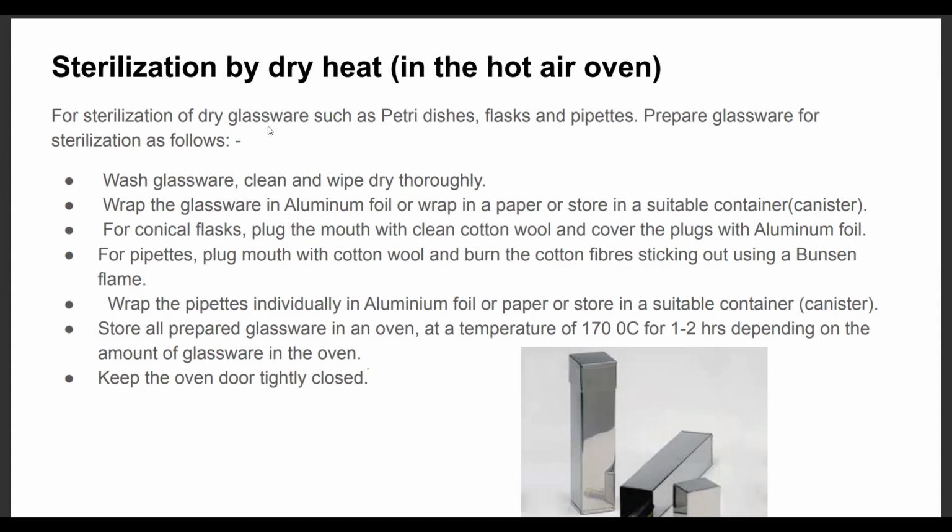Now, if we come to conical flasks, we have to plug them with cotton wool and cover the plug with aluminium foil. Then for pipettes, we have to plug the mouth with cotton wool, and the cotton fibers sticking out of the mouth, we have to burn using a Bunsen flame. And we have to wrap each pipette separately using aluminium foil or paper. We have to store them in a canister.